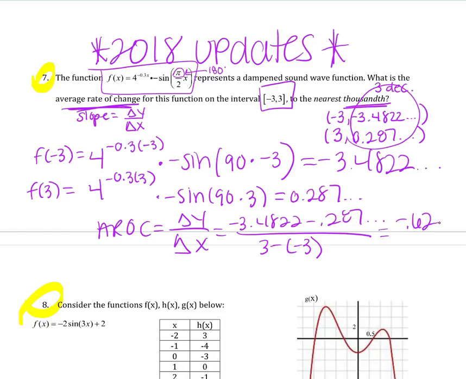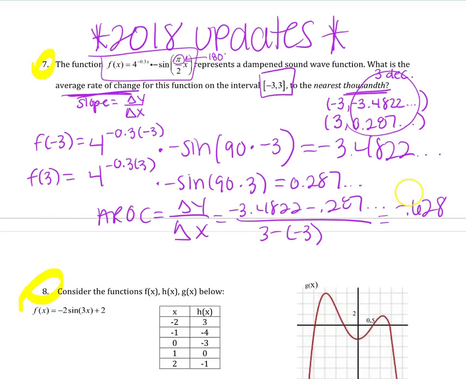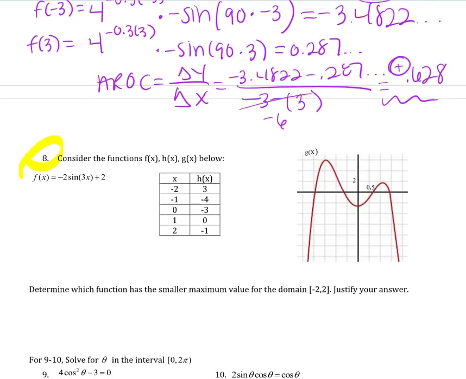Oops, I didn't check my rounding. Yep, 628. So remember that time I said it was negative? I made a very bad mistake. I accidentally hopscotched like I shouldn't do, meaning I mismatched. The -3.4822 corresponds to the -3. The 0.287 corresponds to a +3. So I should have divided by -6 in there, which creates a positive answer. So my apologies. I'm human. We make mistakes. Okay, going on to the next question.